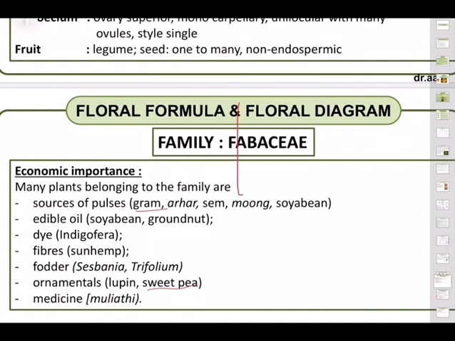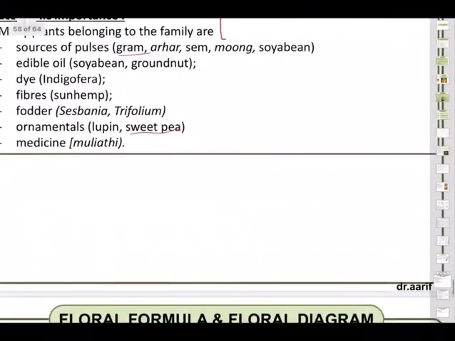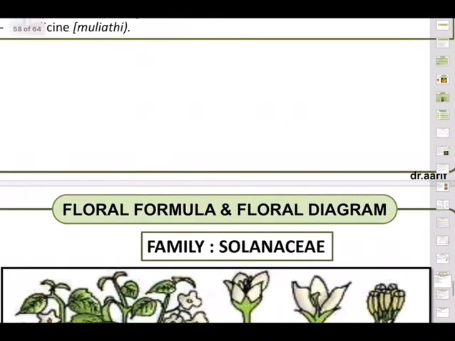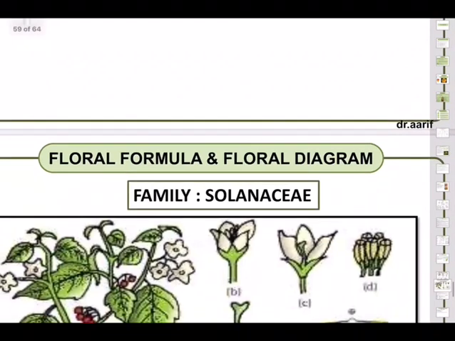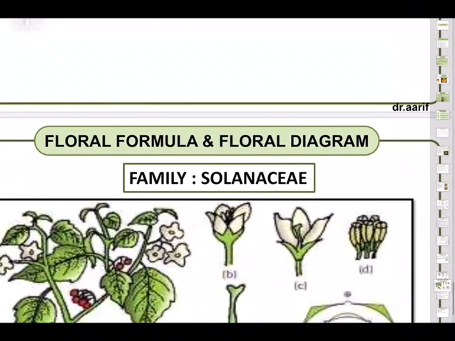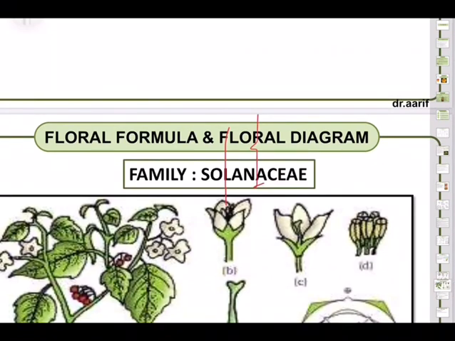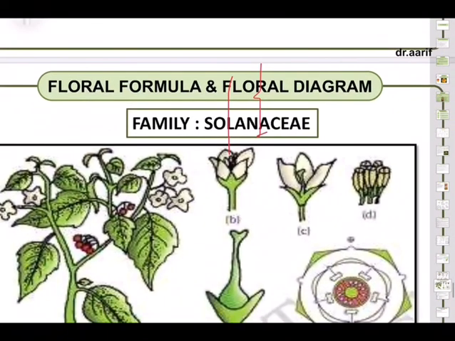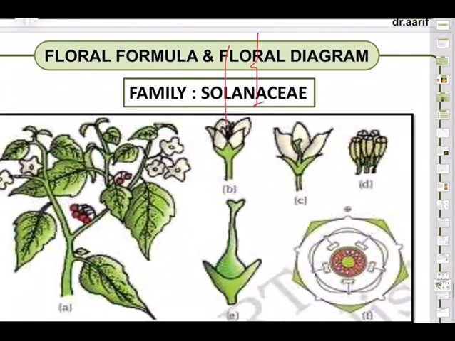So here you can see this is how you can write the formula. And another family, Solanaceae, same thing. First, in order to describe that, we have to write the Solanaceae family. You must remember this as the brinjal family, Solanaceae. And here, this is how you have to write the floral diagram.